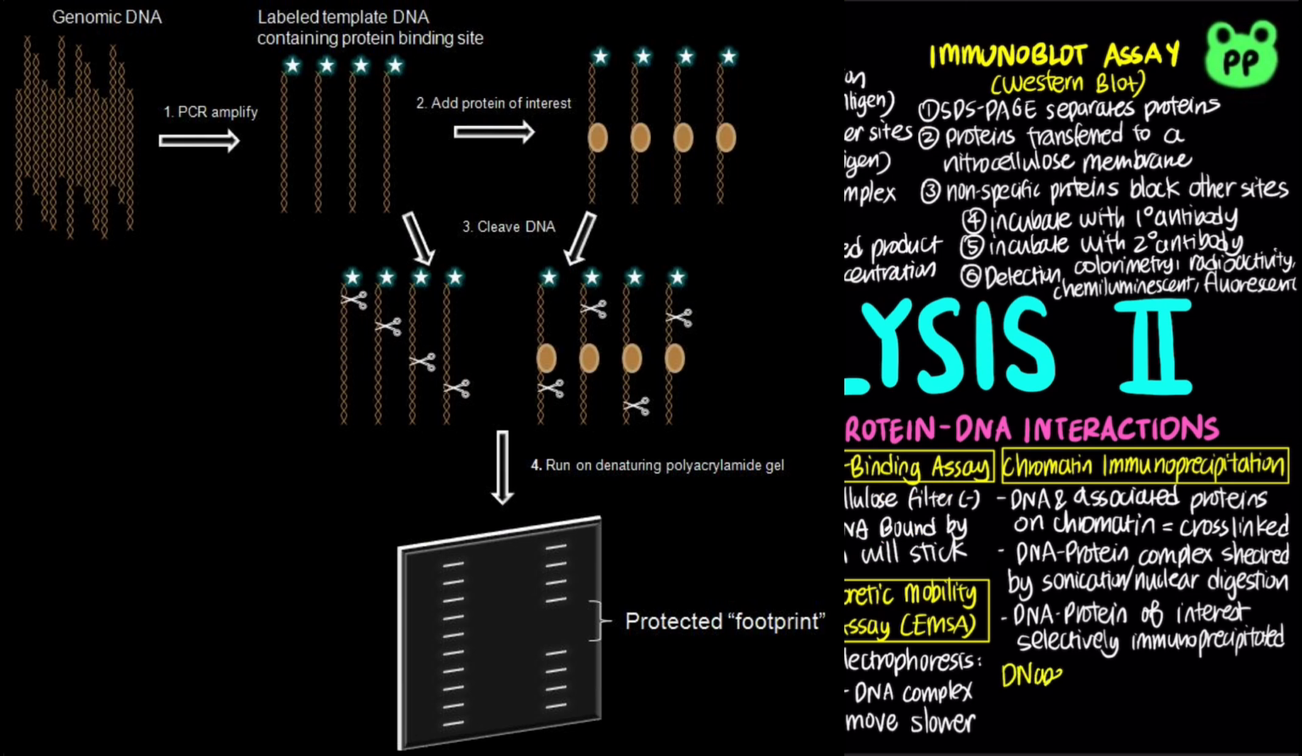Finally, the DNase footprinting assay locates the protein binding site on a particular DNA molecule by using DNase, which is an abbreviation for deoxyribonuclease, to cleave the DNA, followed by gel electrophoresis to detect the resulting cleavage pattern.